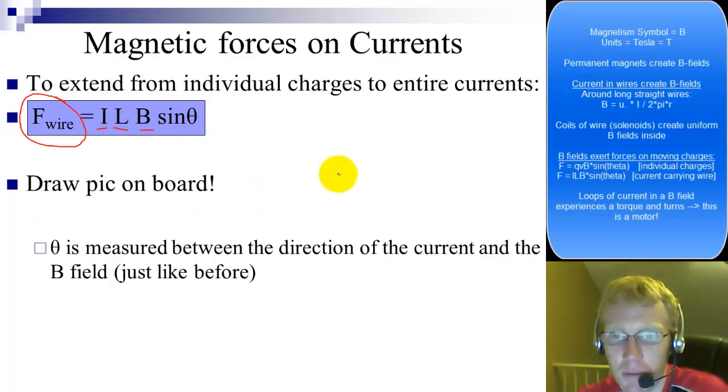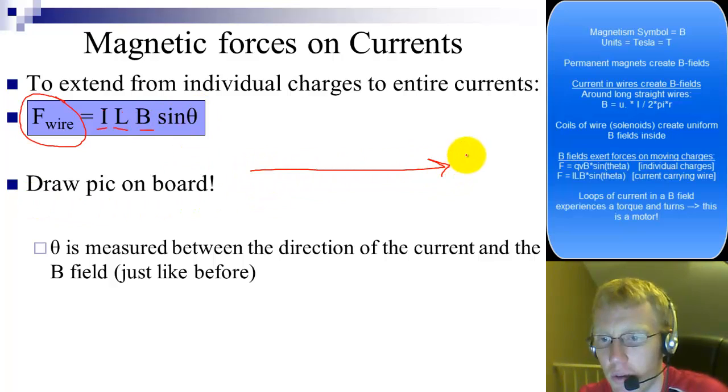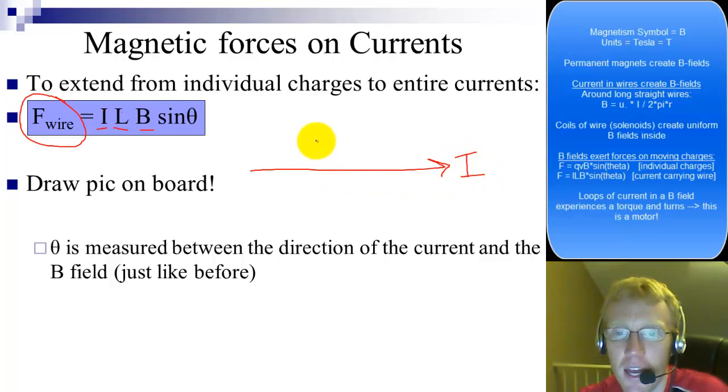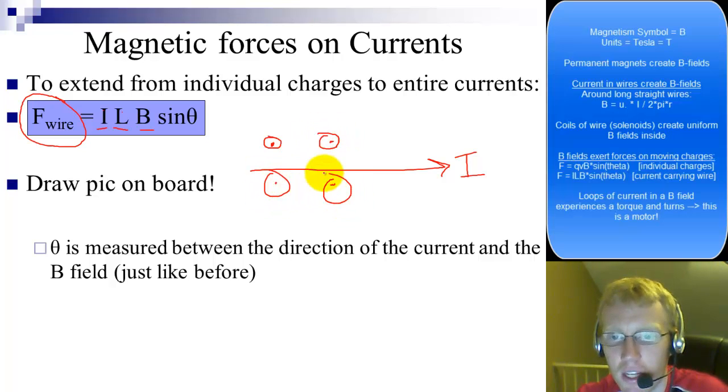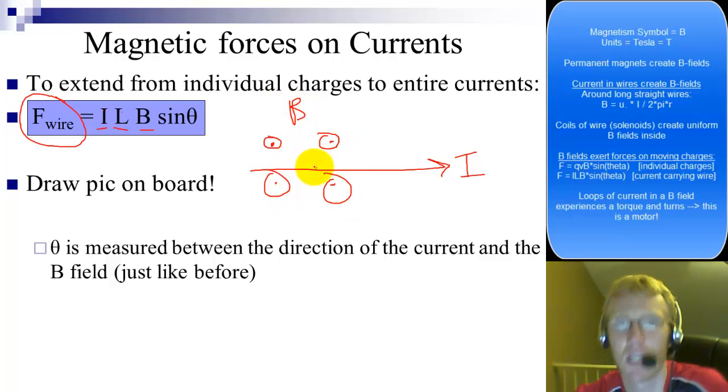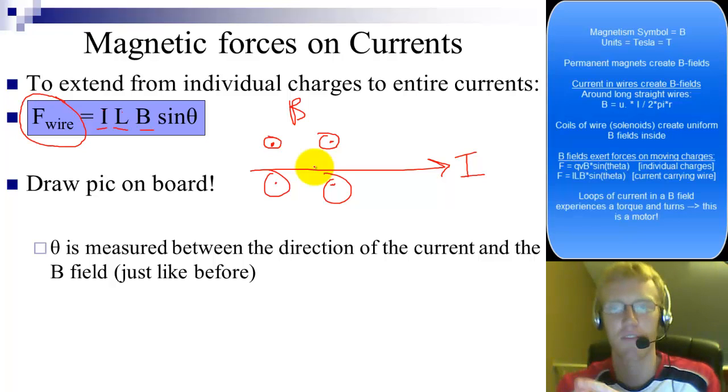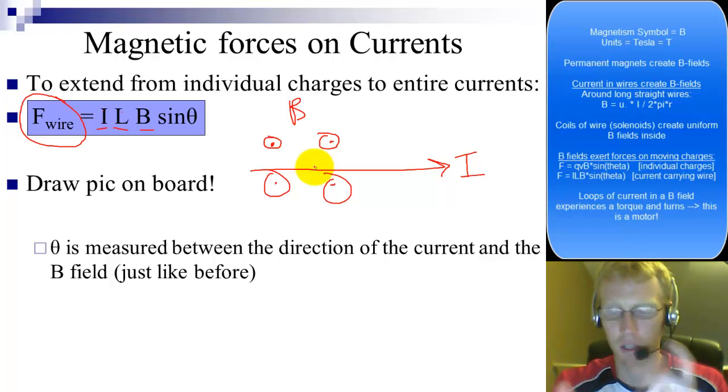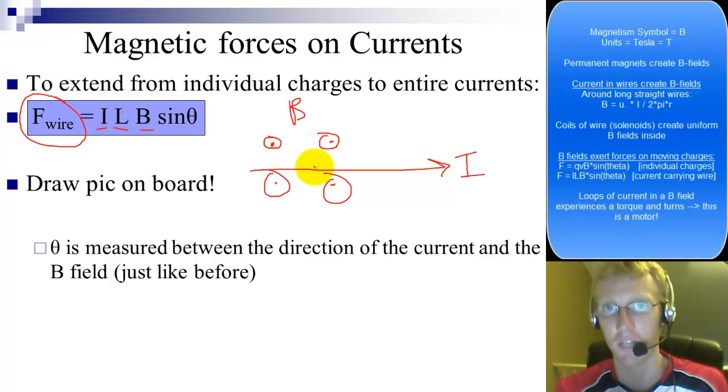So if you've got a current-carrying wire, say with a current going this way, and you've got a magnetic field, say coming out of the page, I'll just draw a couple. You've got your triad: velocity of the particles, magnetic field, and force. Well, the velocity of the particles is in the direction of the current.